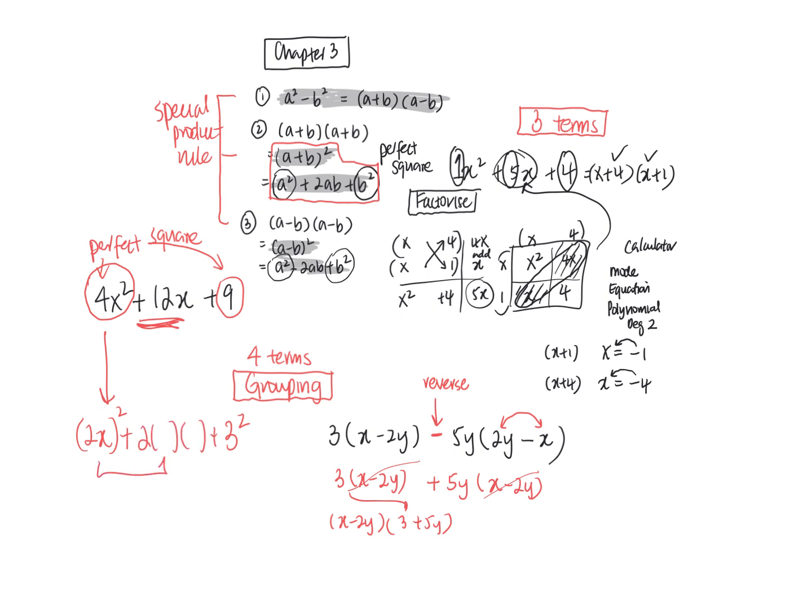So I put my a here. I put my b here. You can see that this thing is 12x, which is correct. So your final answer will be 2x plus 3 squared. So this is how you factorize. But if you don't want to use special product, you want to use any of these 3 also can.